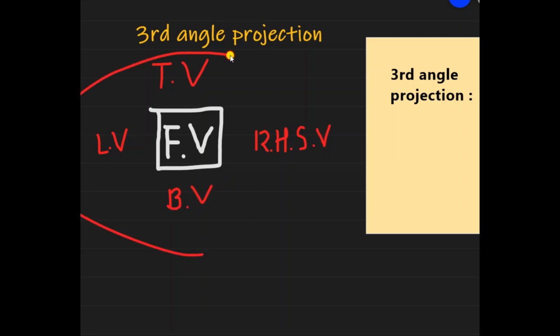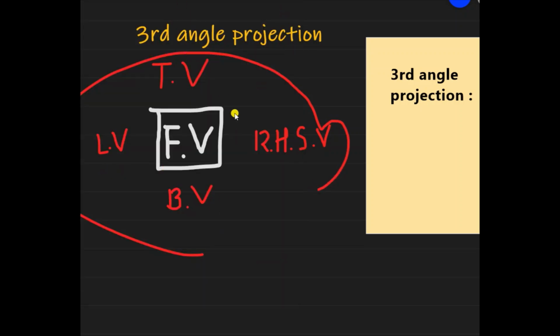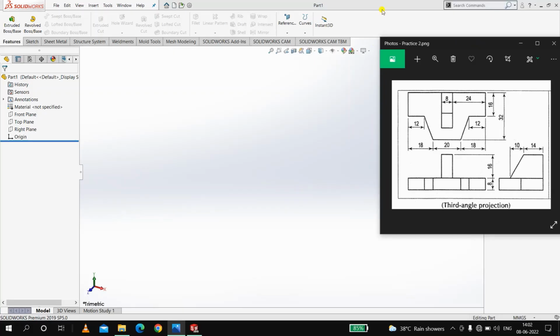So in third angle projection, this type of thing happens, and this is what we can see here. So by using this, here is the top view in the upper side and the front view in the lower side, and the right hand view will be like this. Okay, so by doing this we are going further in Solidworks.